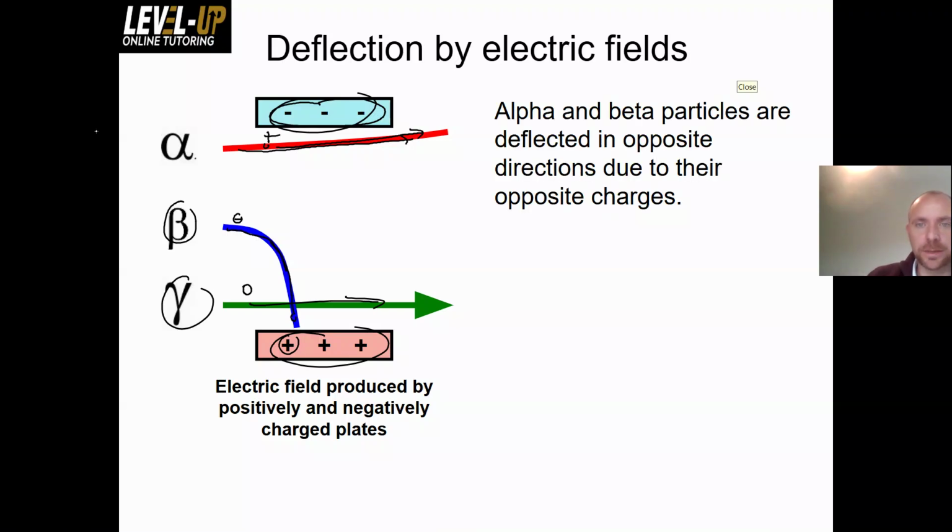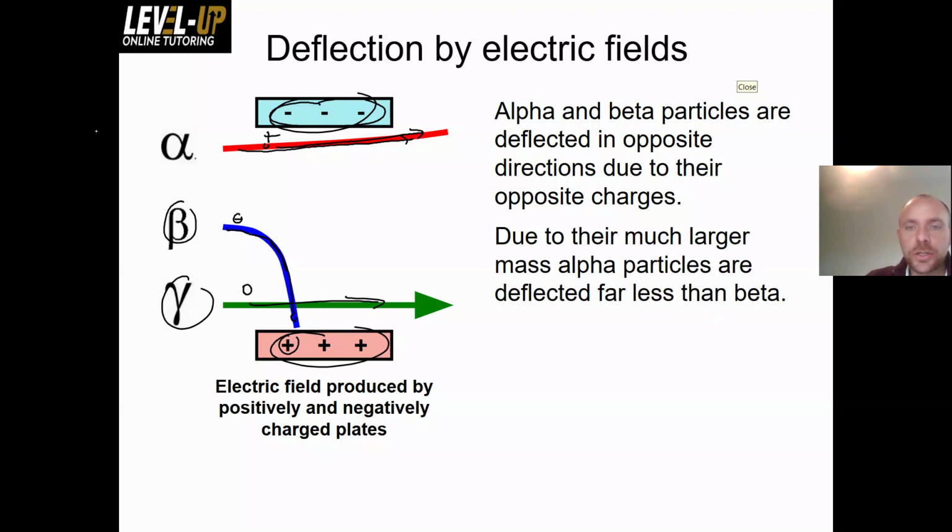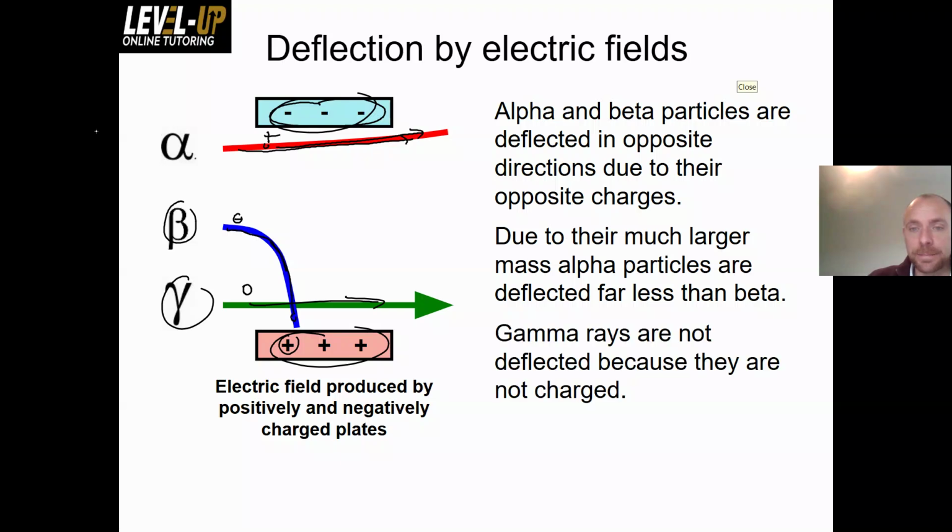Alpha particles and beta particles are deflected in opposite directions due to their opposite charges. Due to their much larger mass, alpha particles are deflected far less than beta. Gamma rays are not deflected at all.